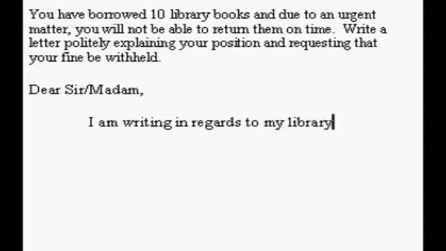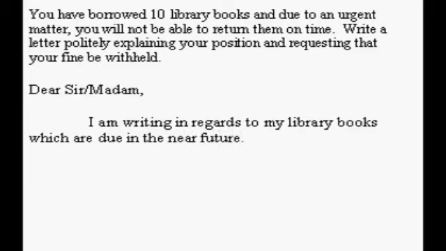my library books, which are due in the near future. So basically we've outlined somewhat the subject of what we're going to talk about in this letter. I'm writing in regards to library books which are due in the near future.